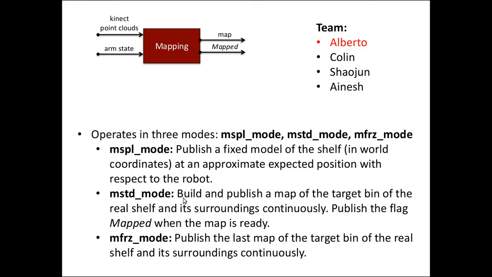And this will take some time to build the first map. So when the map is finished, this model will publish the flag mapped. That is, when the map is ready, it's going to publish this flag mapped that is used by the state machine. And the final mode of operation is the freeze mode. So the mapper, when it's in freeze mode, will publish the last map of the target bin, of the real shelf, and the surroundings continuously. Always publish as frequently as possible, say 20 times per second we publish this map.